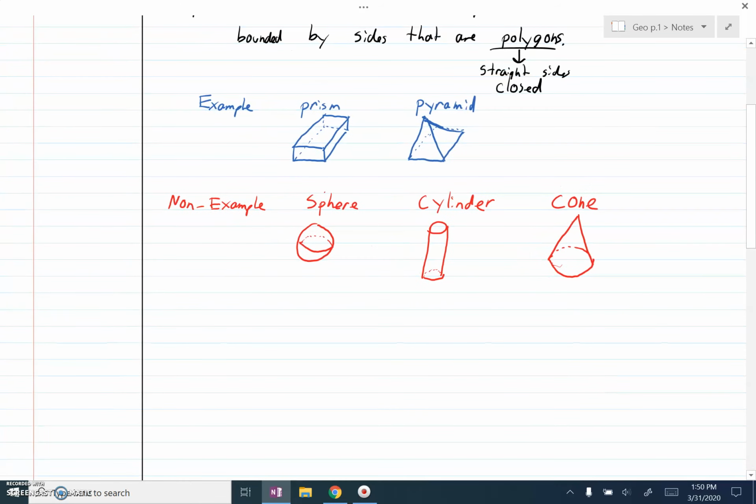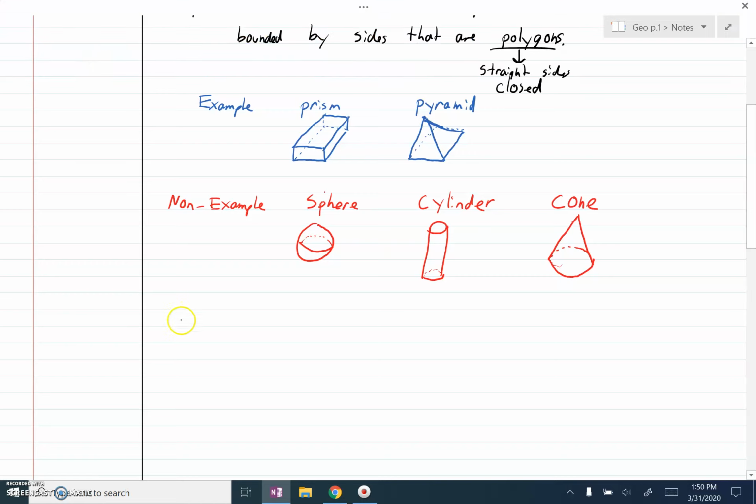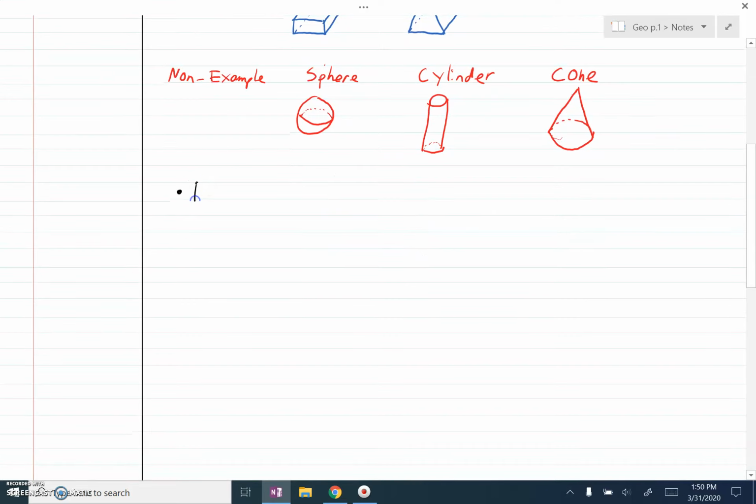These are the main 3D shapes we're going to be looking at this unit. So prisms, pyramids, spheres, cylinders, cones. And the polyhedrons are the prisms and the pyramids, which is what we're looking at today. When we're looking at these shapes, there's three things we're looking at. The first is a face. The second is the edges. And the third is the vertices.